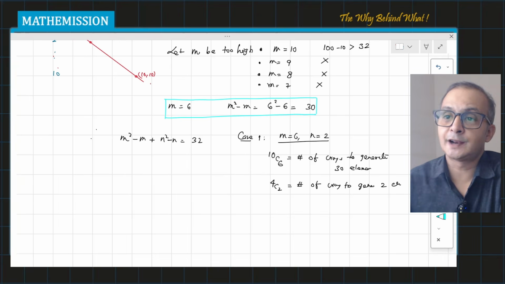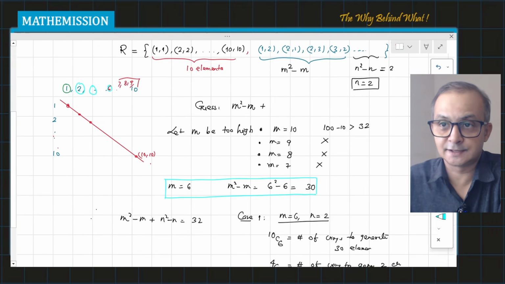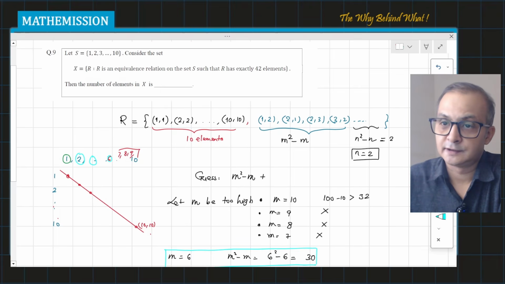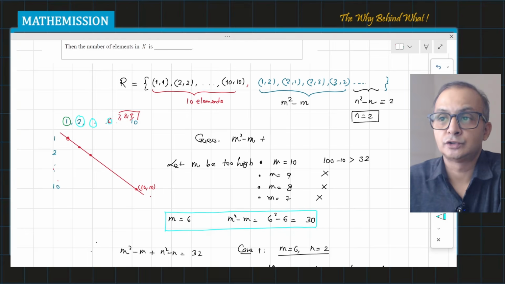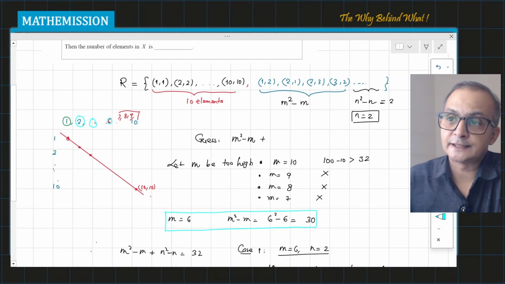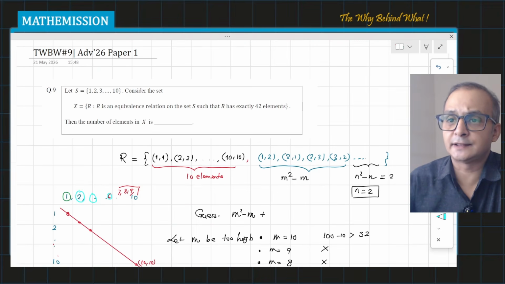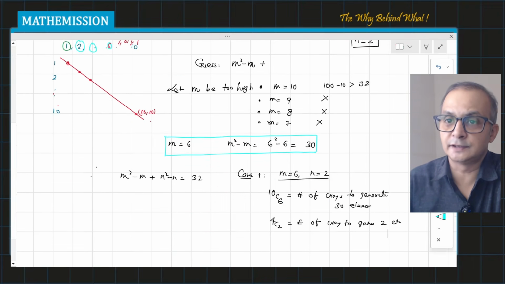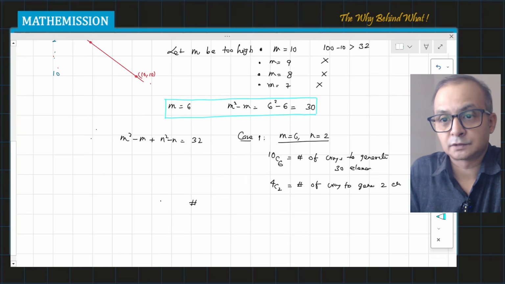It means there is a total number of ways to construct an equivalence class in such a way that m is equal to 6 and n is equal to 2. So in this case, we are selecting like 10, 30 and 2. It's like this. So the total number of ways in this first case, so total for case 1. I don't know whether case 2 will happen or not.